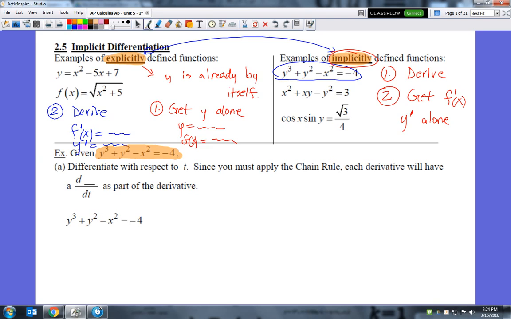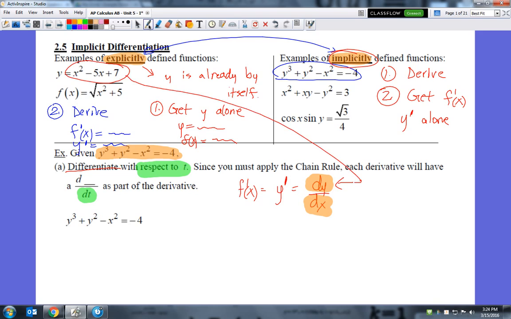Again, I cannot get this alone, so we're going to differentiate. We're going to differentiate with respect to t. Now, respect to t means it's the variable on the bottom of this dy dx fraction. By now, you should know f prime of x is the same as writing y prime, which is the same as writing dy dx. So that you know what this means, follow me with a highlight. It's the derivative of the y function with respect to x. So the function is here, that's where the y is at. It's the derivative.